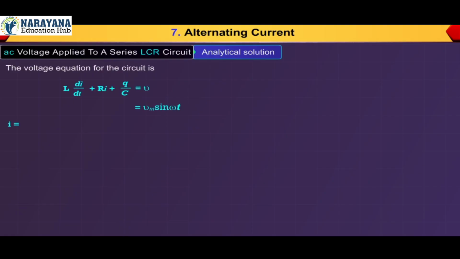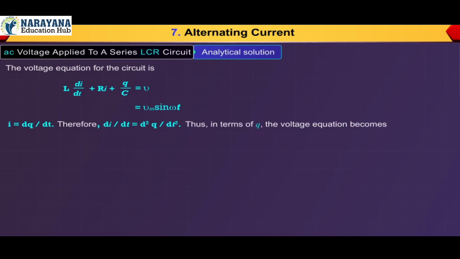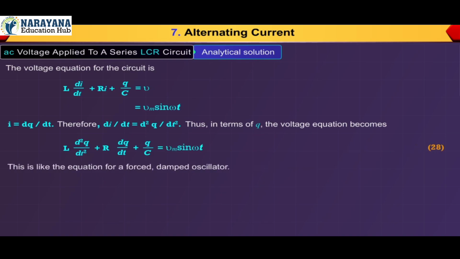We know that I is equal to dq upon dt. Therefore, di upon dt is equal to d square q upon dt square. Thus, in terms of q, the voltage equation becomes L d square q upon dt square plus R dq upon dt plus q upon C is equal to Vm sin omega t, equation 28. This is like the equation for a forced, damped oscillator.